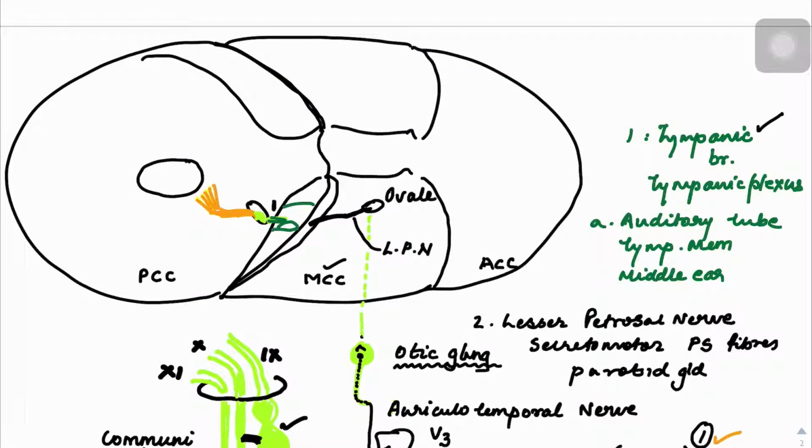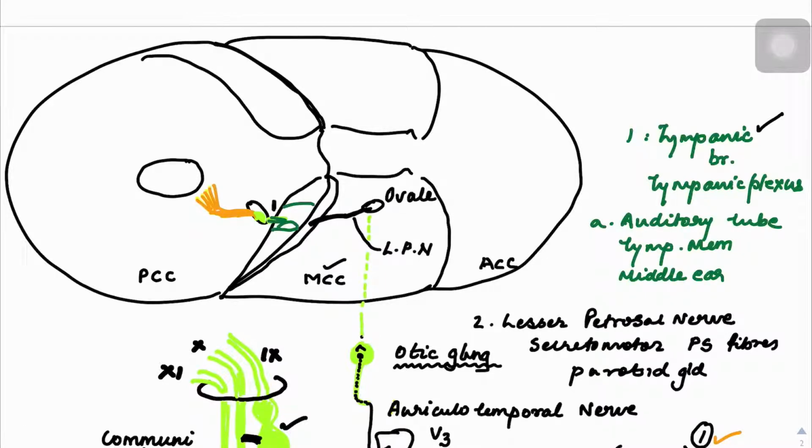and the functioning area for GVE is the inferior salivatory nucleus. Inferior salivatory nucleus is present in the brainstem, like we had the superior salivatory nucleus present in the pons. This is present in the medulla oblongata. So if you have not seen my video of the facial nerve, you can just go back and then you will understand how we got the superior salivatory nucleus. This is like the inferior salivatory nucleus.